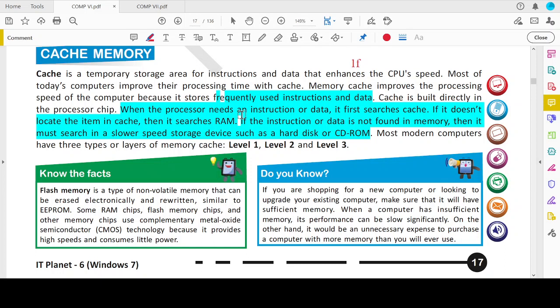So it's very important that the computer has a large cache. If it is having enough cache, the computer will perform quite fast. It will be a very fast computer.